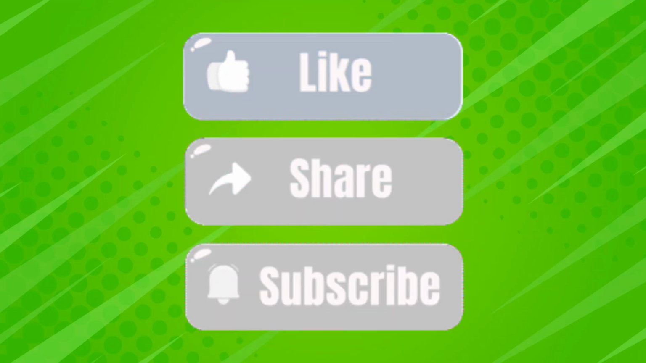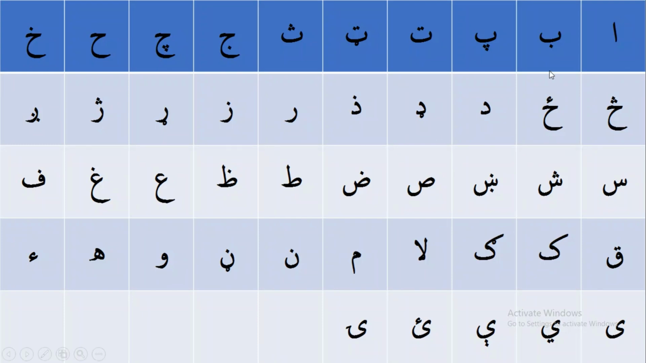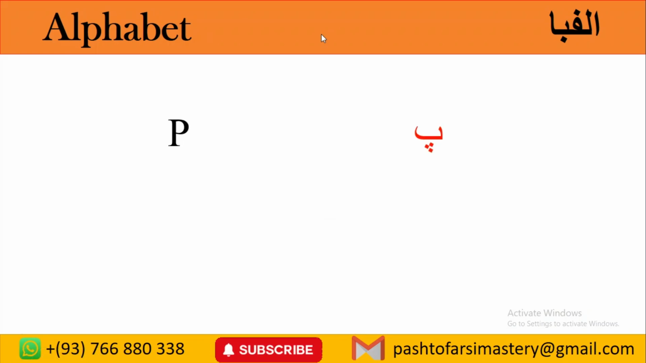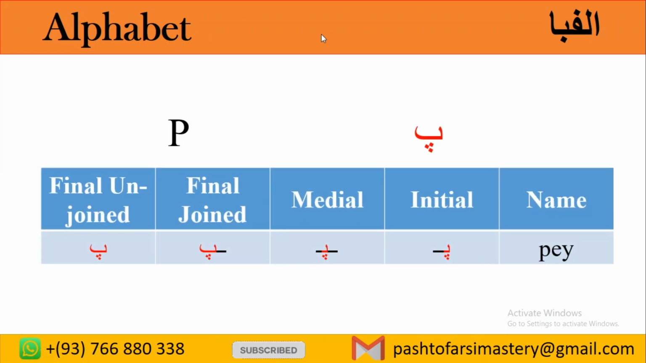Let's begin. The letter P is from the same category as B. For example, in the previous lesson we learned B, F, T, T, C. All these five letters have the same scripting, the same writing style. In today's lesson, the letter P gives the sound of P, and using it instead of P gives the sound of Pa. The initial style is this one, the middle part is this one, the final joint is this one, and the final unjoined is this one.